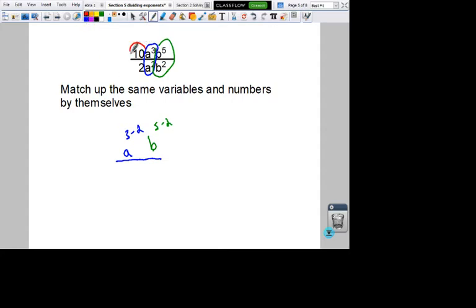I have 10 over 2. We have to reduce 10 over 2. It is a fraction, so we have to reduce. This one is gonna reduce down to just 5.